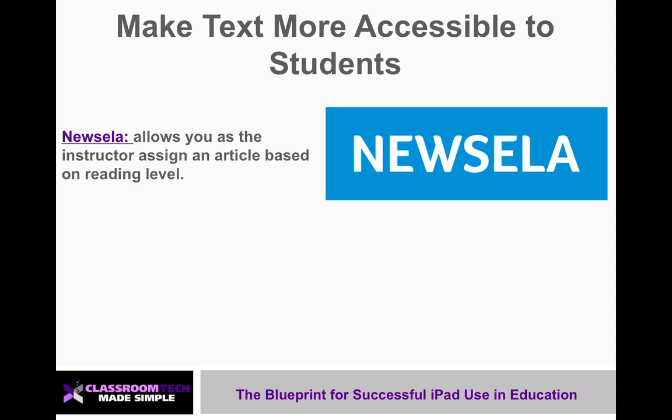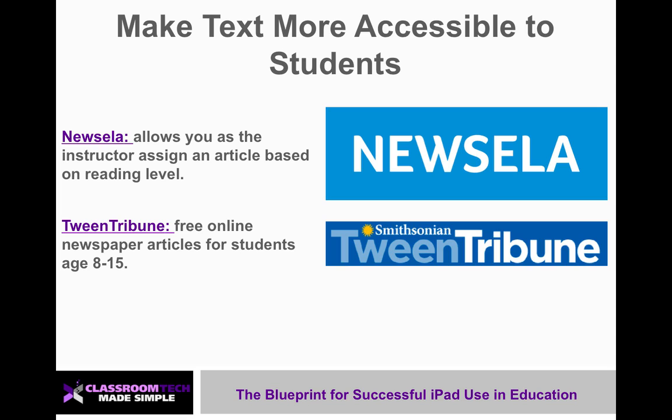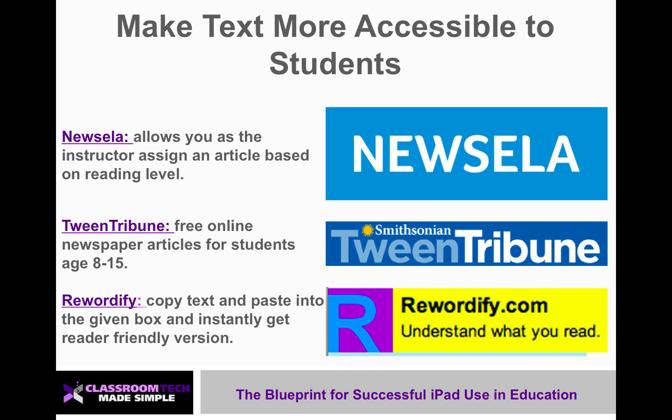their reading comprehension. Next is Tween Tribune, which is put on by the Smithsonian website, and it has free online newspaper articles for students age 8 to 15. It also allows teachers to assign different articles based on reading level. And the last one is Rewordify. This allows you to copy text that might be difficult to read and paste it into the given box on the website, and it will instantly give you a reader-friendly version. It's a really neat online tool.